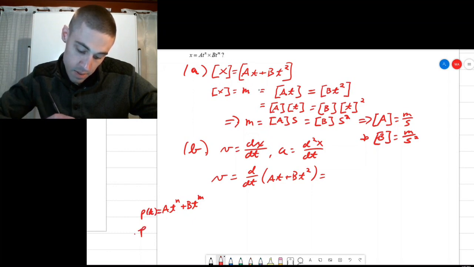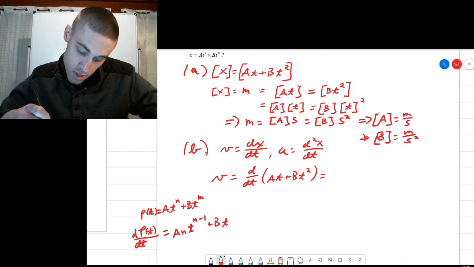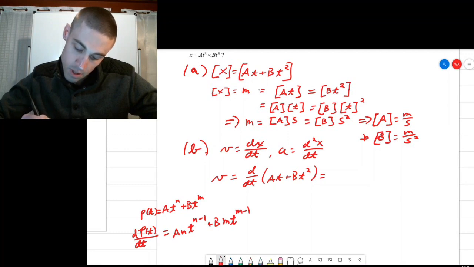and dp of t dt will be equal to a times n t to the n minus 1 plus b times m t to the m minus 1. So you drop the exponent by 1 and multiply the exponent out in front by the coefficient to get the derivative of a polynomial.